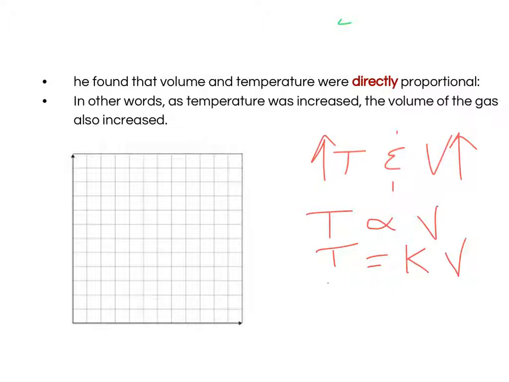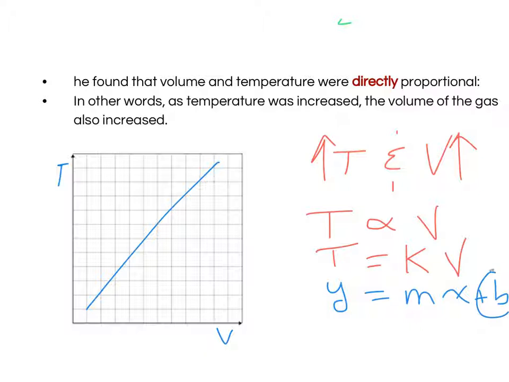This is saying, well, this is kind of a linear relationship, isn't it? This is like saying y equals mx plus b, right? Because I don't see any exponents at all on my variables, that leads me to believe that this is linear. And in fact, if you were to plot temperature versus volume, you would see that it is indeed a linear relationship, right? And in this case, it just so happens that my y-intercept is 0.